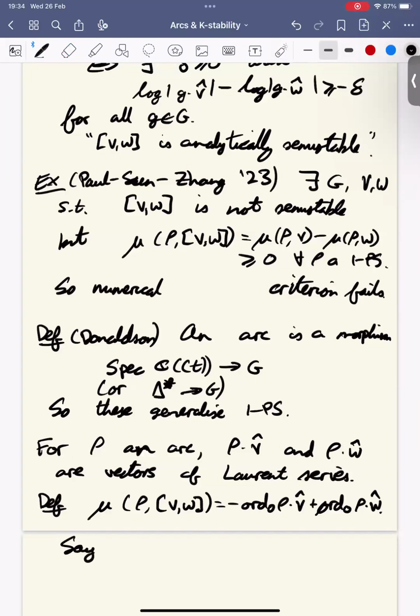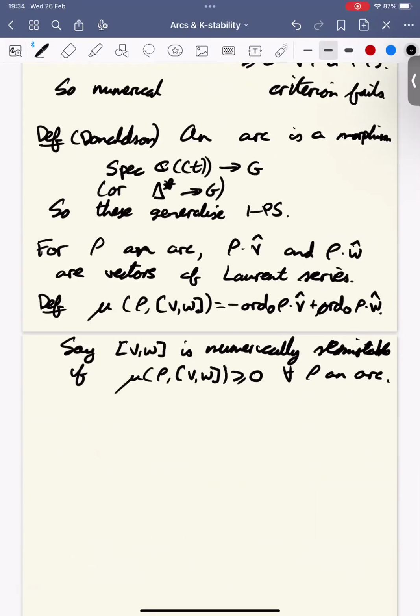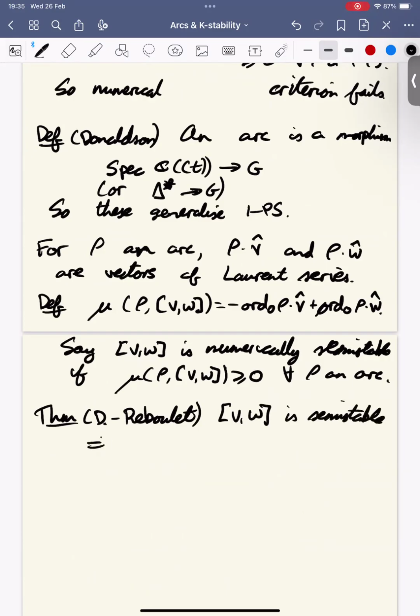It allows us to give a generalization of what numerical stability means. So we'll say that the pair VW is numerically semi-stable if this weight associated to all arcs is non-negative. Okay, so we extend from one-parameter subgroups, which cannot give us a numerical criterion for stability of pairs, to including arcs, where we have an upgraded version that allows more general test objects. So the first theorem then, all of this is joint work with Rémi Reboulet, who's in Lyon. The first result, actually not that hard, is that this pair is semi-stable if and only if the pair is numerically semi-stable.